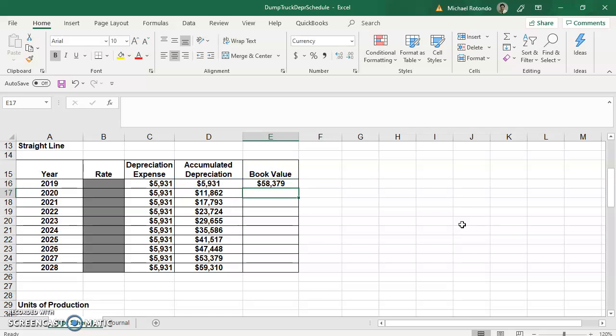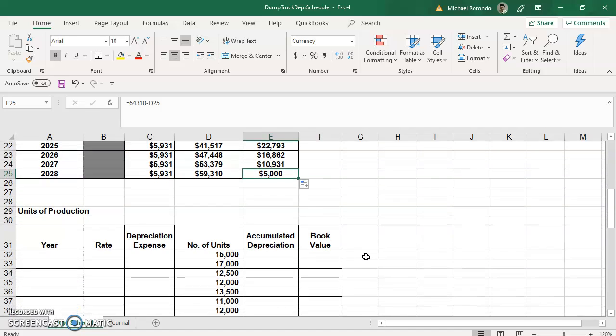So our book value at the end of 2019 is 58,379. It should be 5,000 at the end. So now we can just copy this down. And it is. So the straight line method is, more or less, pretty easy, right? You just got to remember the different calculations.